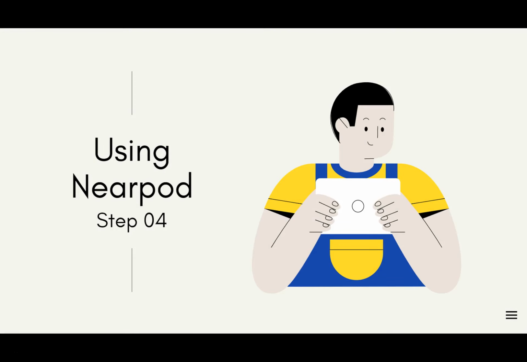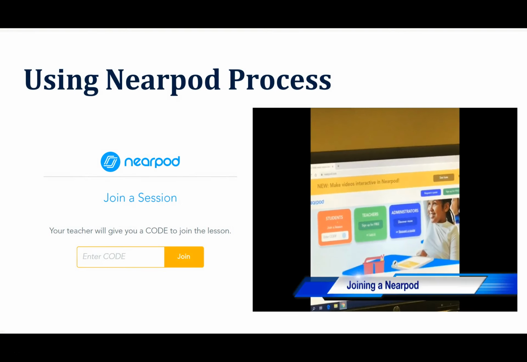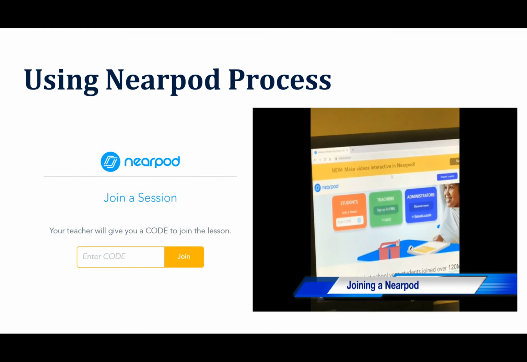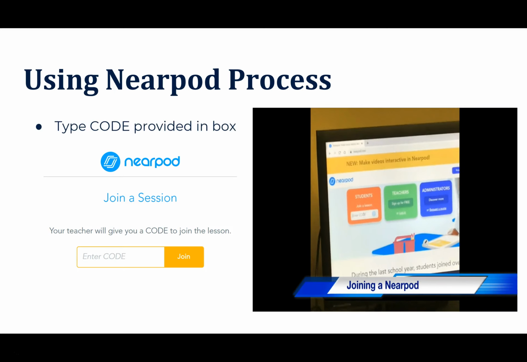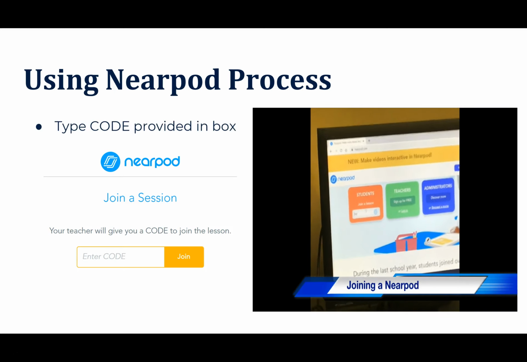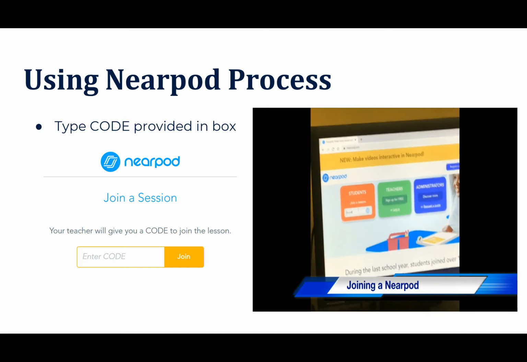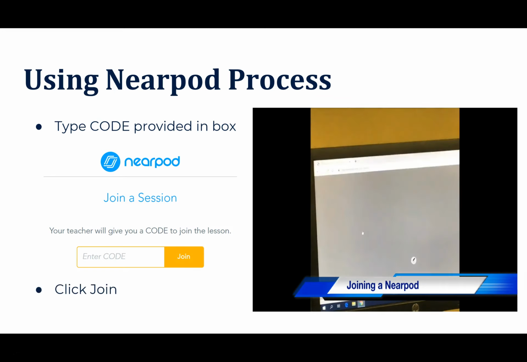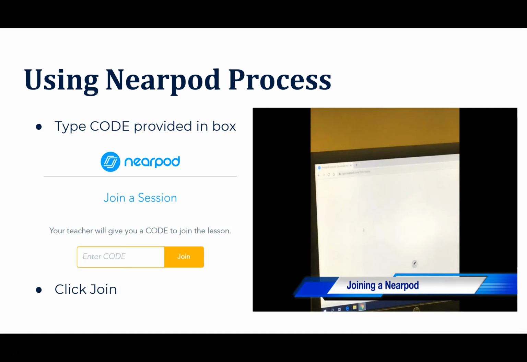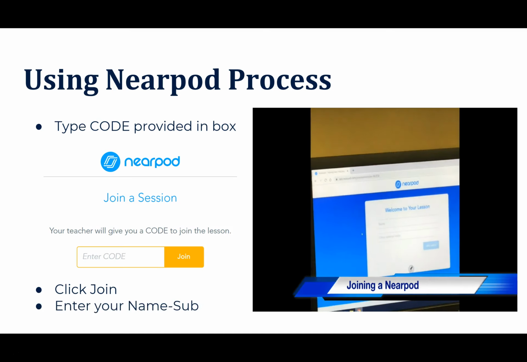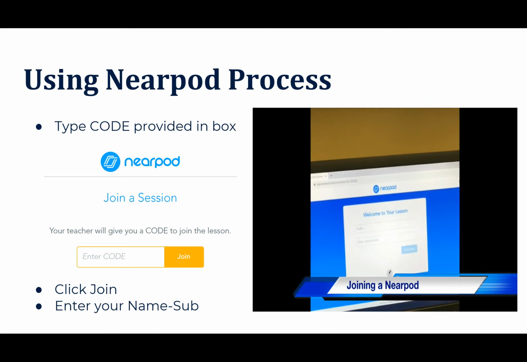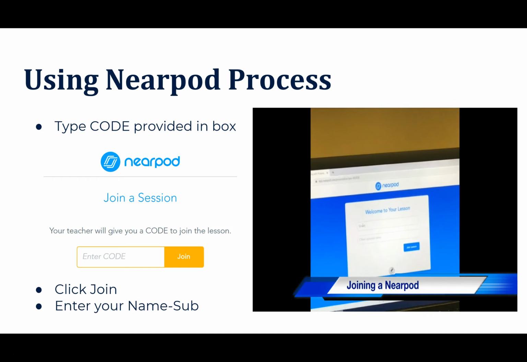Now let's talk about what will happen when you get to the Nearpod screen. The first thing that you're going to want to do is type the code that the school has provided to you into the box on the screen that says Enter Code. The next thing you'll want to do is join the session. Then it'll prompt you to enter your name. We recommend you choose your first or last name, whatever you would prefer students call you, substitute, so they're aware who the substitute is on the screen.